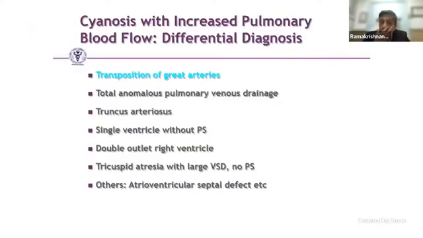So what are the other differential diagnoses for such a thing? Cyanosis with increased pulmonary blood flow: transposition physiology, TAPVC, truncus arteriosus, single ventricle without PS, double outlet right ventricle with a large VSD, no PS, tricuspid atresia with large VSD with no PS, and AV septal defect with large VSD. Generally, it behaves like Eisenmenger syndrome unless there is a large component of common atrium or other things.